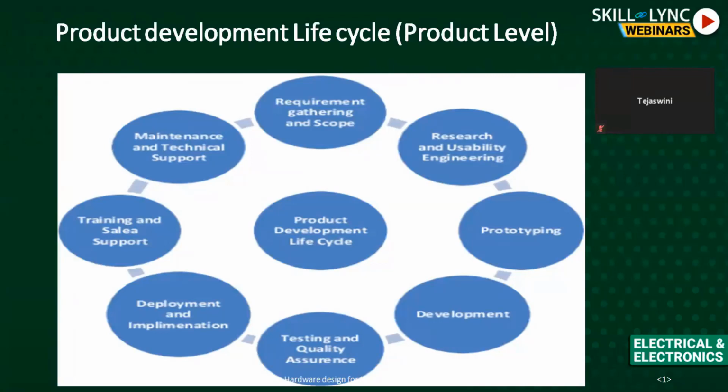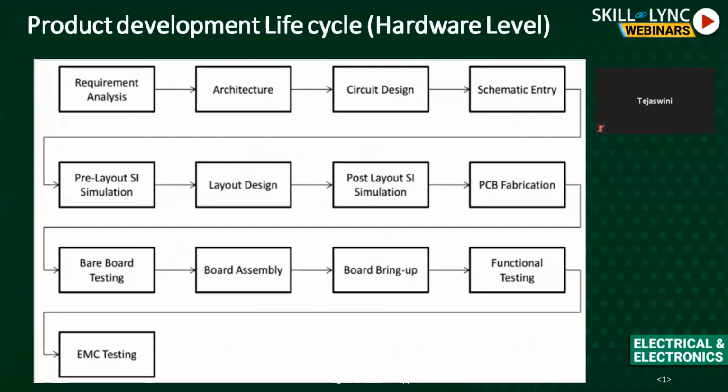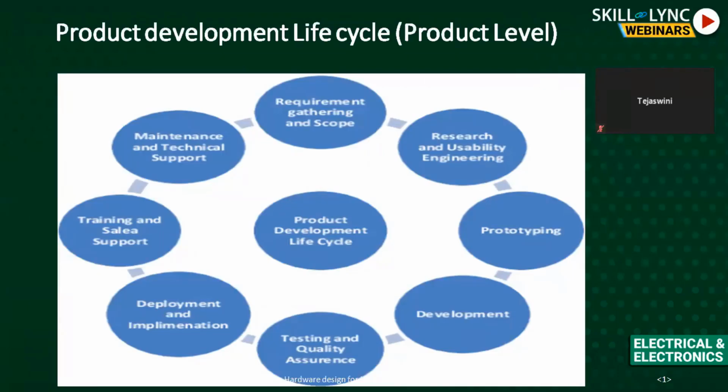Then comes development. In this development area, we consolidate all the prototyping, research as well as requirements and develop an actual product. We also consider certifications, we also consider standards, and finally we do the development. And after the development, it goes to testing and quality. We cannot simply give the customer, okay, fine, I have developed a product and you can take it. You cannot do that. It has to pass certain quality standards. After that, we'll go for the deployment, and then if required, training and sales support, and again the maintenance and technical support. This is also called the aftermarket.